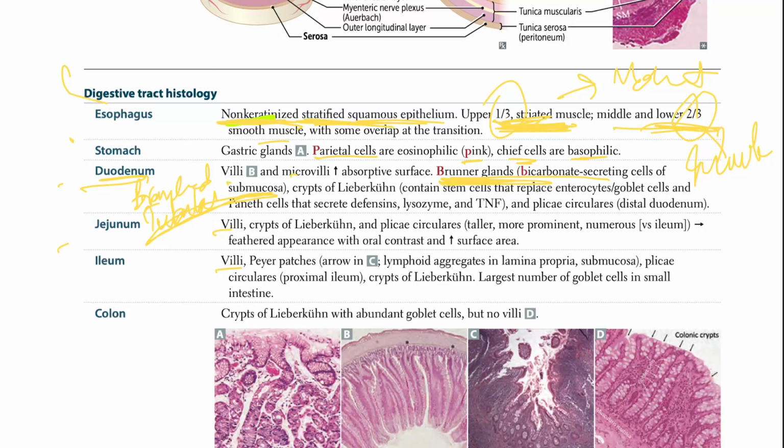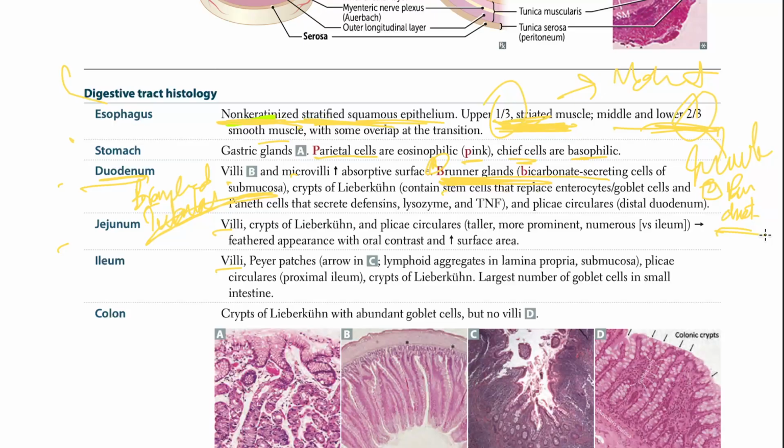Other than that, one more thing: what secretes the most bicarb? Not in the stomach, but in the digestive tract. One thing is the Brunner gland. They secrete the most bicarb. That's the most. The second thing is the pancreatic ducts. They also secrete bicarb. The first thing is the Brunner gland. The second thing is the pancreatic ducts.